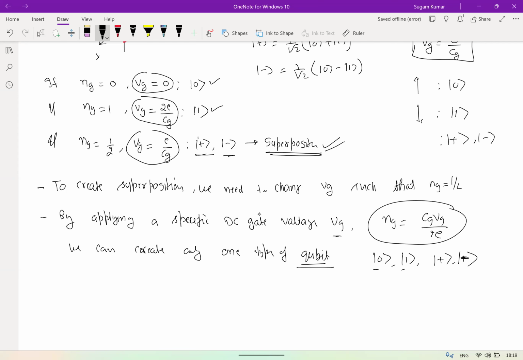So once the Vg is fixed, one more point I forgot to mention is that this position, where this superposition state is achieved, so this Ng equal to half, is also called a sweet spot.